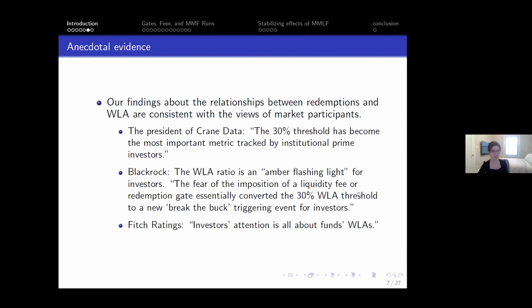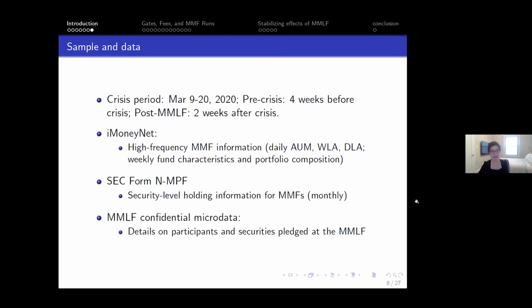So our findings about relationships between redemptions and WLA are consistent with the views of the market participants. For example, the president of Crane Data, a major money market fund research institution, said that the 30% threshold has become the most important metric tracked by institutional prime investors. And in a report to their investors, BlackRock said that the WLA ratio is an amber flashing light for investors. The fear of the imposition of a liquidity fee or redemption gate essentially converted the 30% WLA threshold to a new break-the-buck triggering event for investors. And finally, Fitch Ratings also says that investors' attention is all about funds' WLAs. So next, I will present our sample and data used in our study.